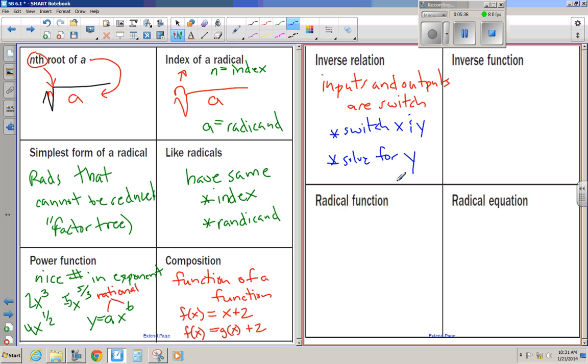An inverse function is when, I'm just going to put this in here, f of g of x equals x, and g of f of x equals x. It's basically, you could say, both compositions are the same.